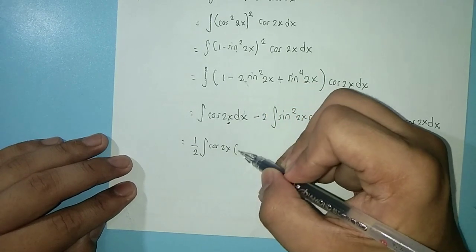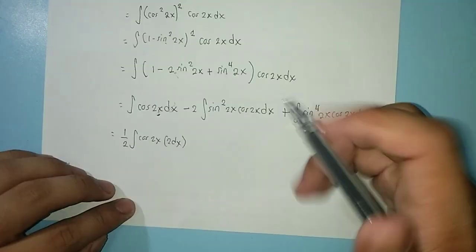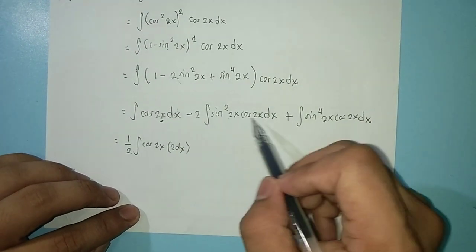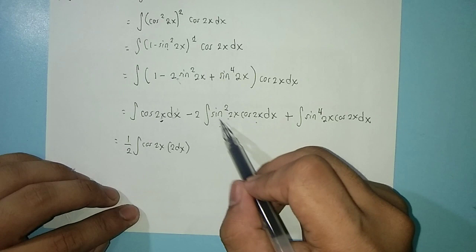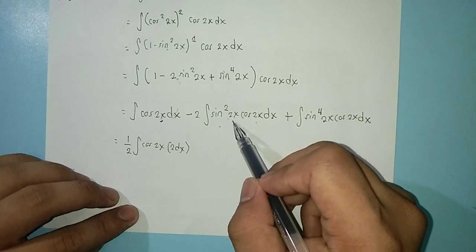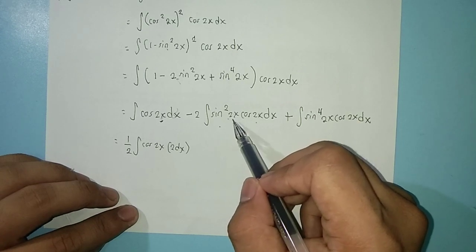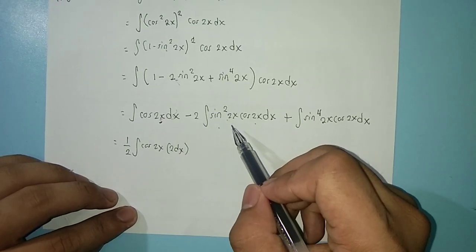Cosine 2x, 2dx. Okay? So, dito naman, ano yung u natin? So, sine tsaka cosine. So, ibig sabihin, ang u natin dito ay sine 2x. Ano yung du? Derivative ng sine 2x. That is cosine 2x, then derivative ng 2x, that is 2. So, 2 cosine 2x dx.